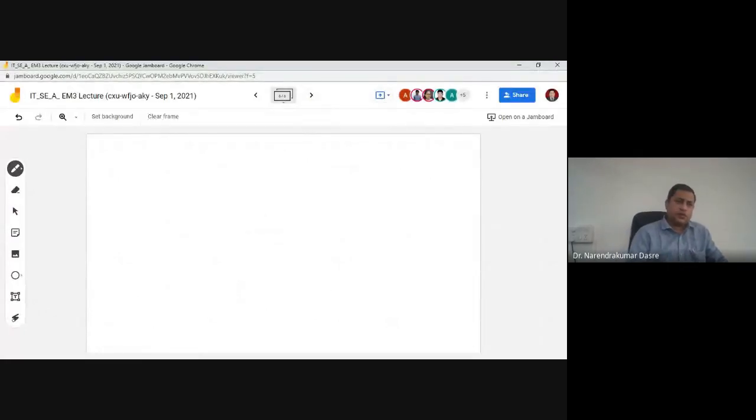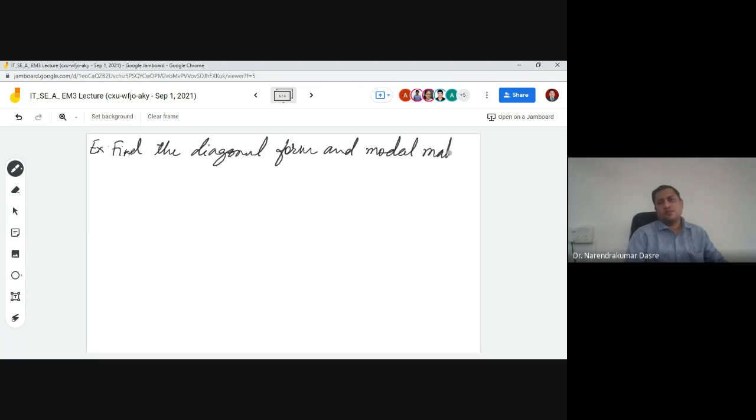Okay, write down the question. Find the diagonal form and model matrix for A equal to [2 2 1; 1 3 1; 1 2 7], if it exists.